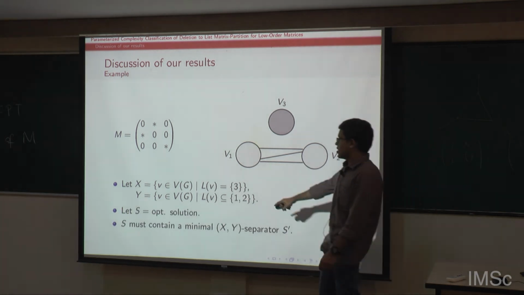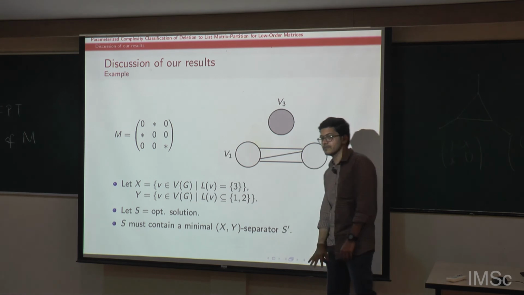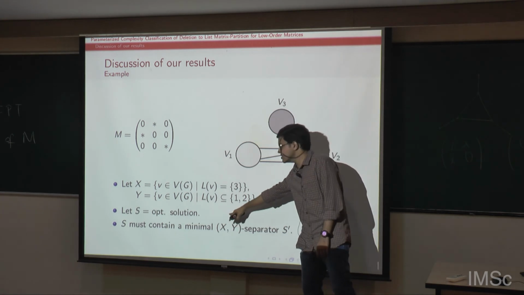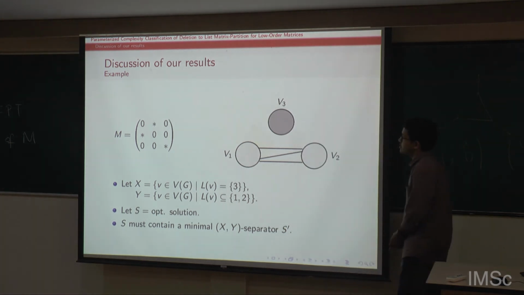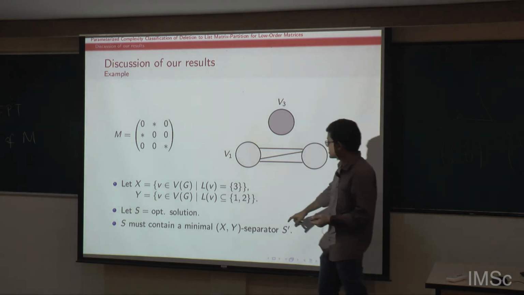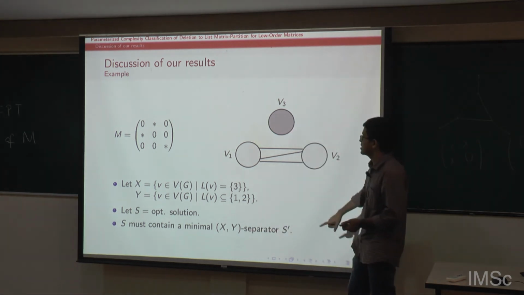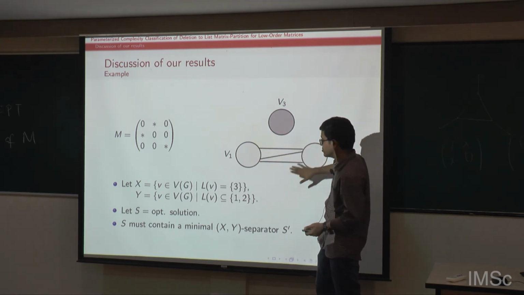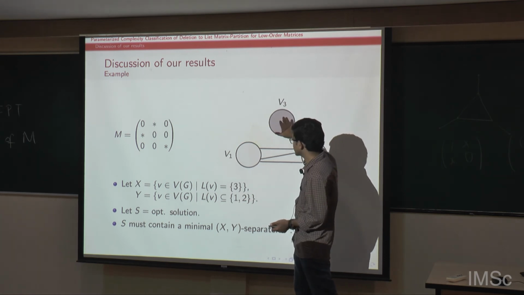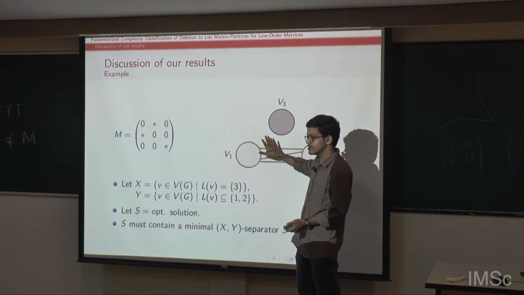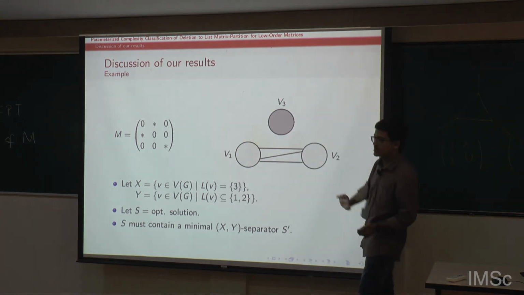So suppose this is the optimum solution that we are looking for. Suppose our instance is a yes instance and there is a solution of size at most k, and this is the solution S that we are looking for. So first observation is that S must contain an XY separator, right? Because there are no edges between this part and these 2, and everything here goes here and everything in Y goes here, our solution should necessarily contain an XY separator.